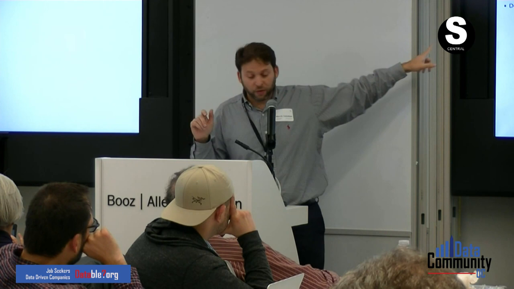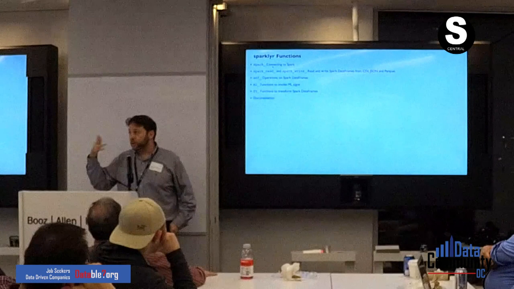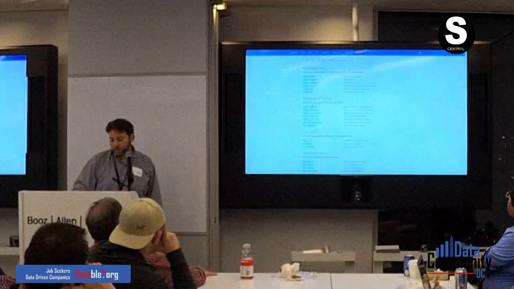SparklyR also gives you an API to run machine learning on Spark out of the box. It already has a bunch of algorithms that come with Spark ML, which is the machine learning library that makes up part of Spark. And then FT is feature transform, which allows you to do a whole bunch of feature transformation. If you go to their website, it's really good and has a lot of great examples.